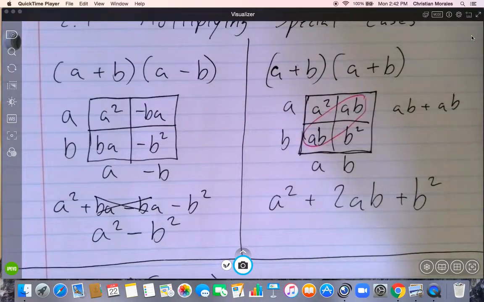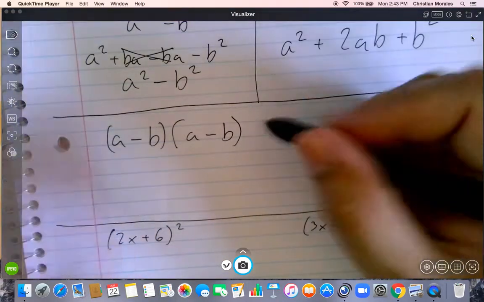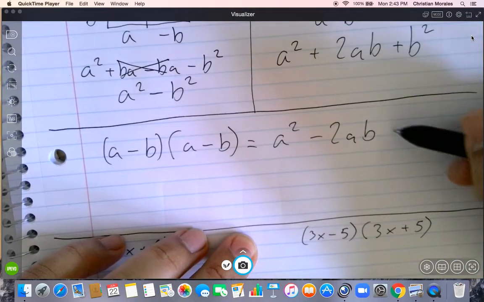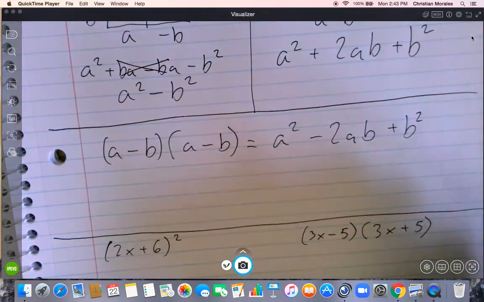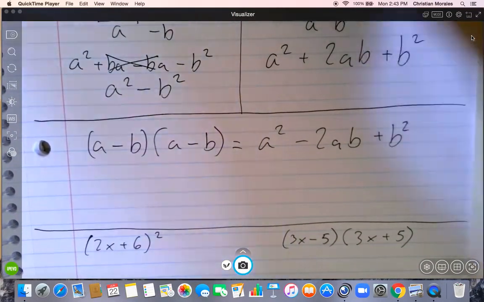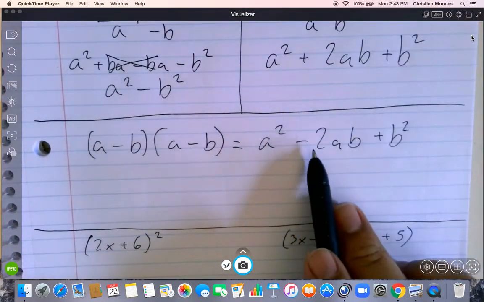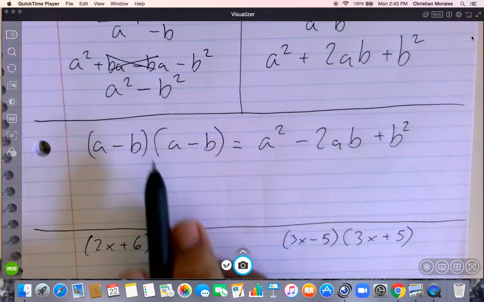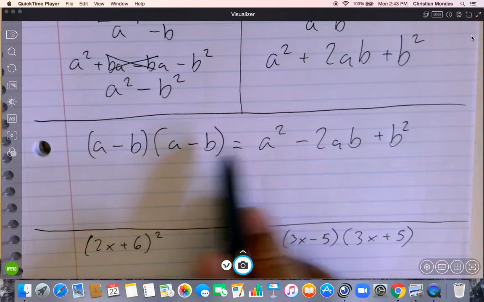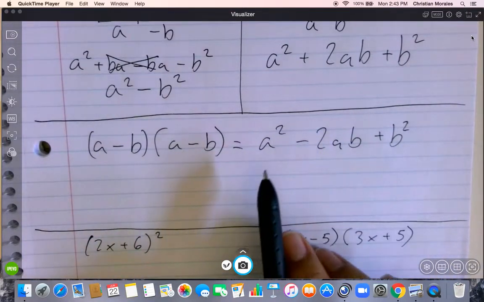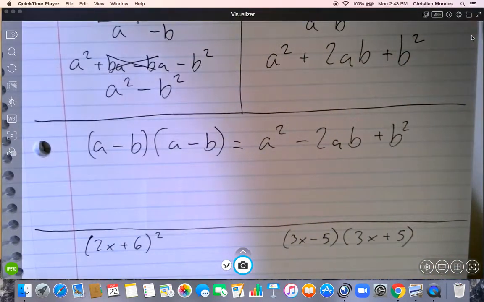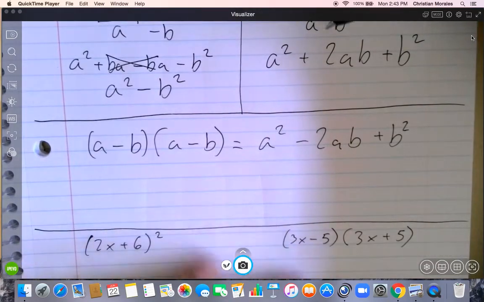Now, what if they're both negative? What if it looks like this? Very simple. So, guys, what's the difference? If you look at it, the only difference is the middle number. The number in the middle is negative 2AB. Wait, what about this one? Well, negative B times negative B is positive B squared. So, you basically get the same thing, except the middle sign is negative. So these are why they're special cases, because they always follow this pattern.